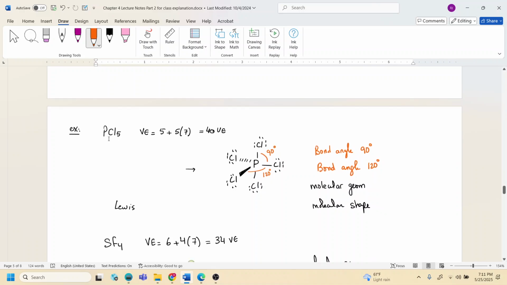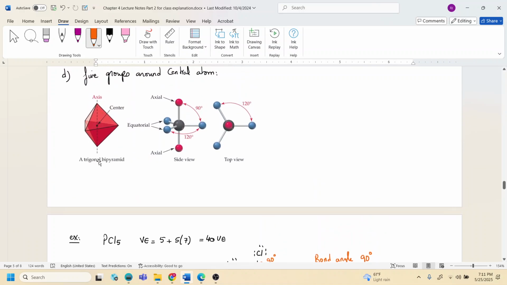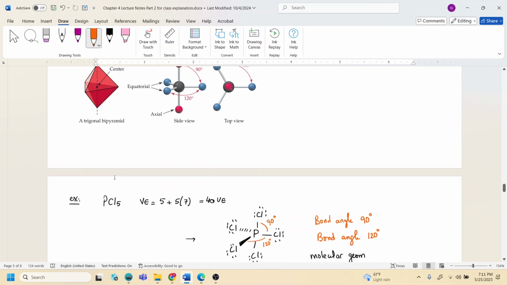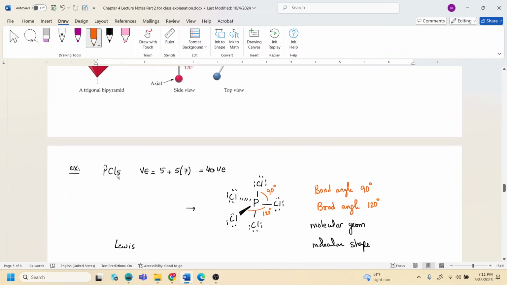Let's have an example. PCl5. You need to have a trigonal bipyramidal, which is 5 groups around the central atom. You need to have 5 groups around the central atom there.